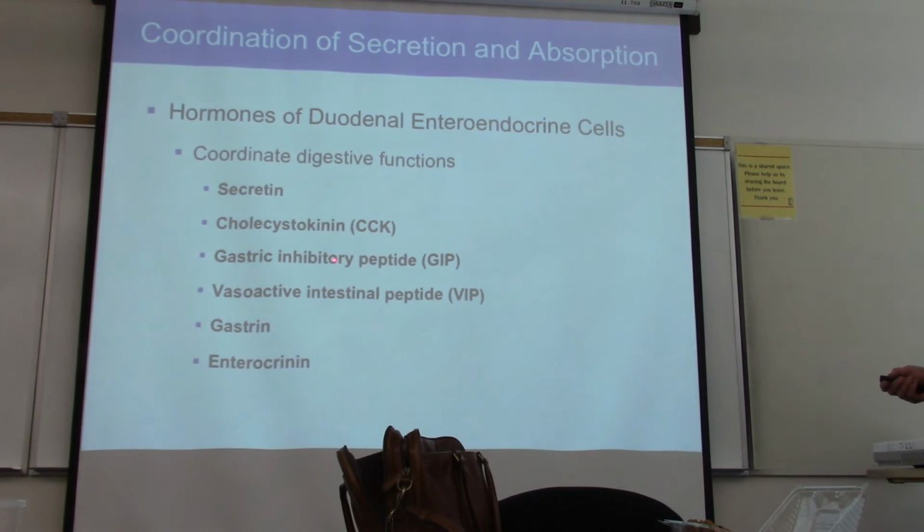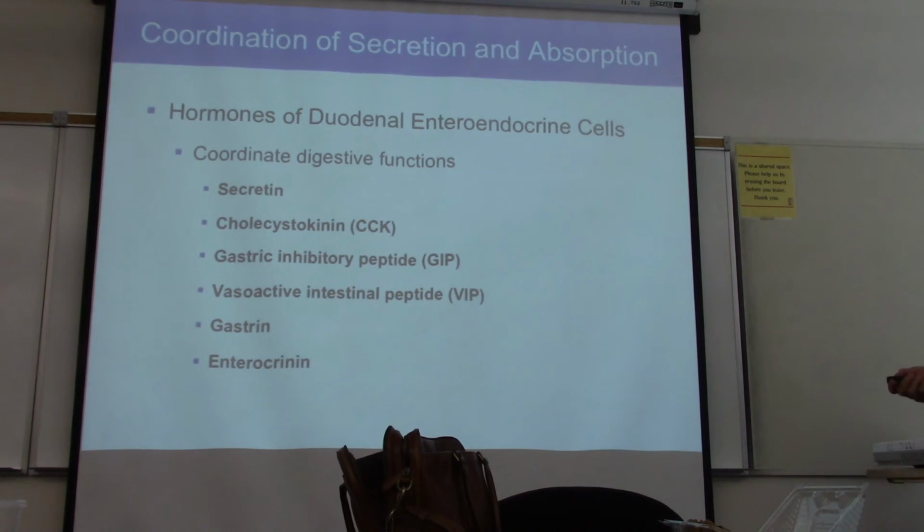GIP is gastric inhibitory peptide. It's on those diagrams that we went over the other day. It does just what it says. It inhibits the stomach, so it's kind of the opposite of gastrin. Vasoactive intestinal peptide is a thing that sends more blood to the bowel. Once again, I wouldn't worry much about it.